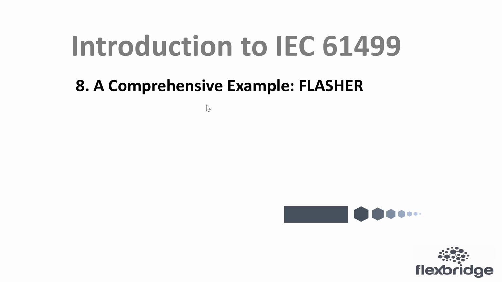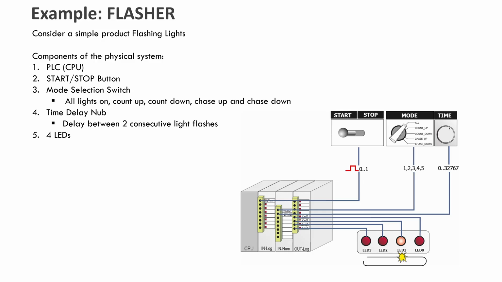And now let us quickly run through an example of a comprehensive application of IEC 61499 for designing a flexible automation system. But we'll take a very simple example for that to see all the tricks and the benefits of IEC 61499 design on one hand, but also we'll keep it very simple. So as a running example, we take this flasher.